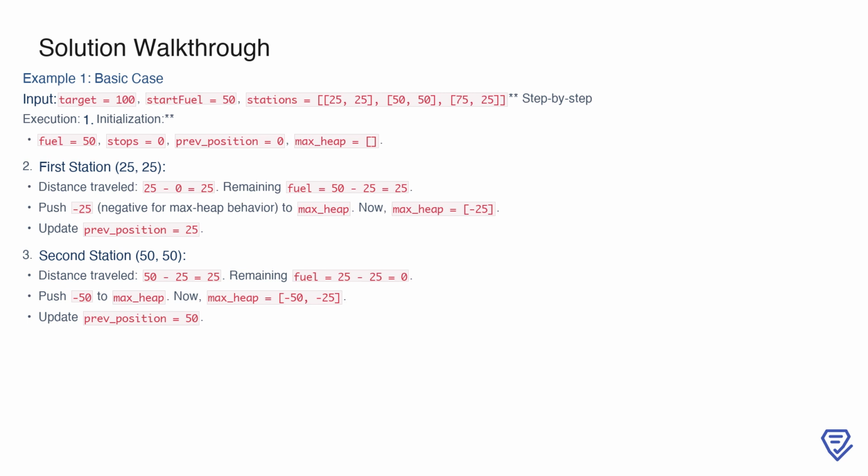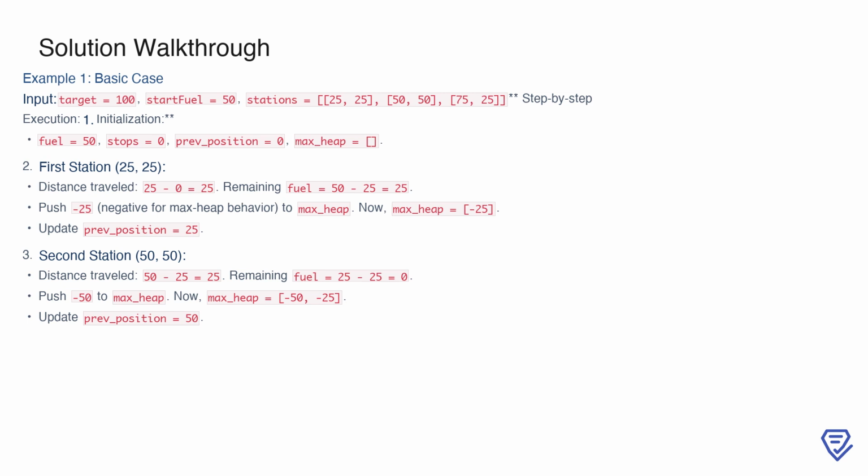To start, we are given the target distance of 100, an initial fuel of 50, and 3 fuel stations positioned at distances 25, 50, and 75, each offering some amount of fuel. We begin by initializing our variables. The current fuel is set to 50, the stop count is 0, the previous position is 0, and we use an empty max heap to manage the fuel available at stations.